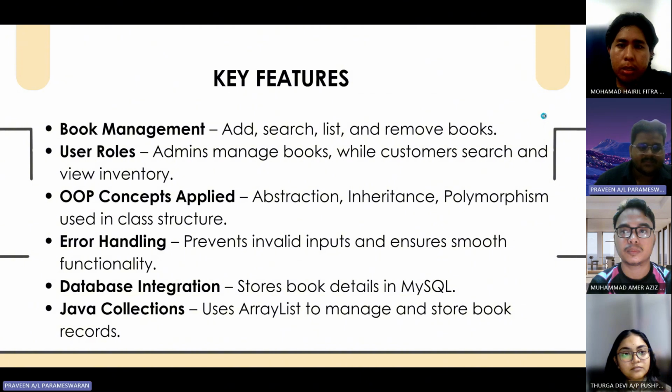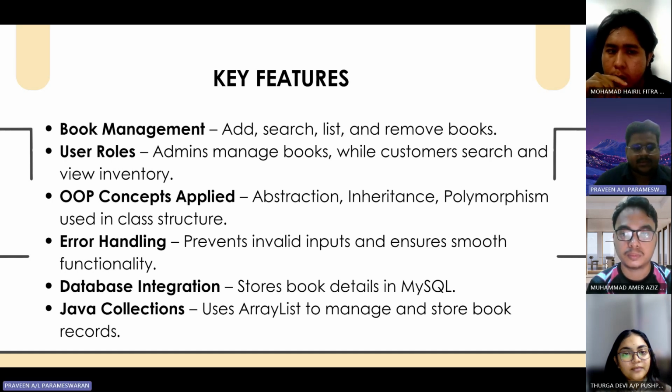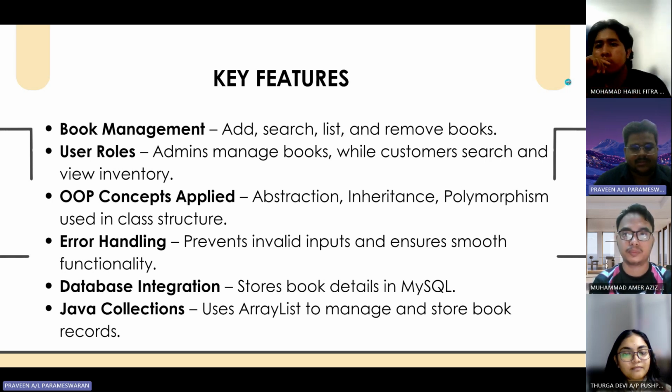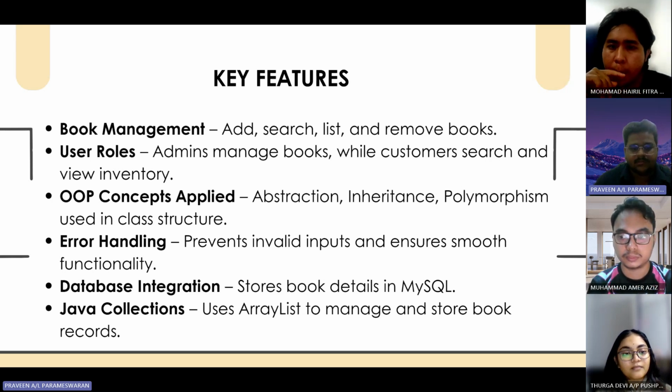There are six key features we added in this project. First is book management, which admin can add, search, list, and remove the books. Second is user roles. Admin manage books while the customer search and view the inventory. OOP concepts applied are abstraction, inheritance, polymorphism, and use in class structure. Also, error handling prevents invalid input and ensures smooth functionality. We also integrate a database, which stores book details in MySQL. And Java collection uses ArrayList to manage and store book records.